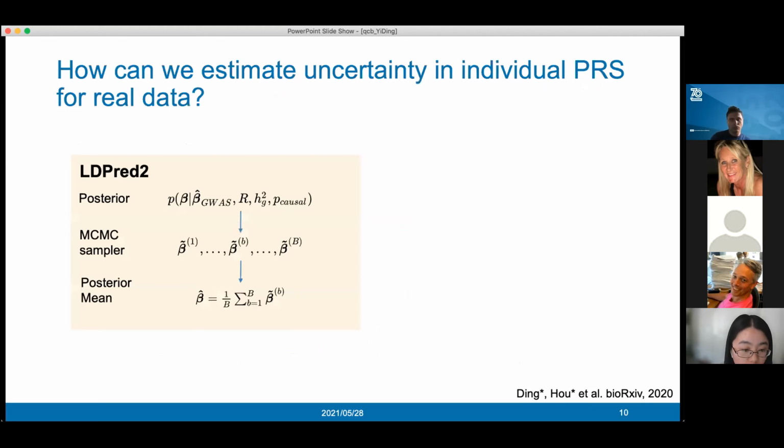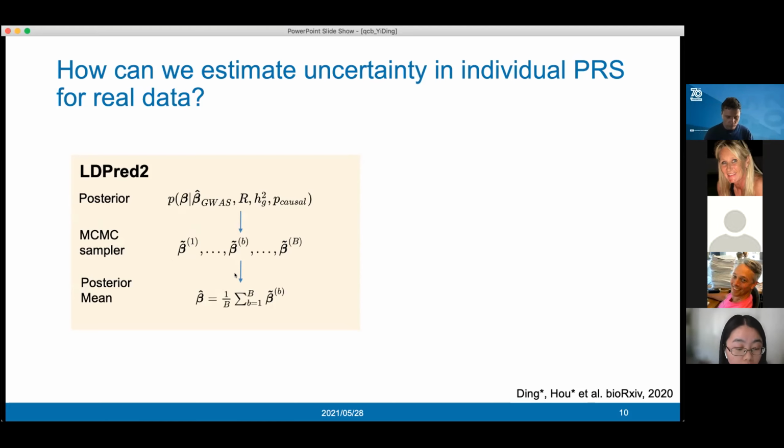So how do we obtain this uncertainty in reality? Here we propose a general Bayesian approach to obtain the PRS uncertainty from real data, and we use LDpred2 as an example. First, we construct a posterior of the genetic effect sizes beta by combining the likelihood of the data and the prior distribution of these genetic effects, which is parameterized with the proportion of causal SNPs in the whole genome and the total heritability of this trait. Because our genetic data are highly dimensional, it's usually intractable to solve such a posterior, so we use MCMC to sample from this posterior distribution. Here each beta is a vector of genetic effects for all the variants that we considered, and we can have B samples of beta to approximate this posterior distribution.